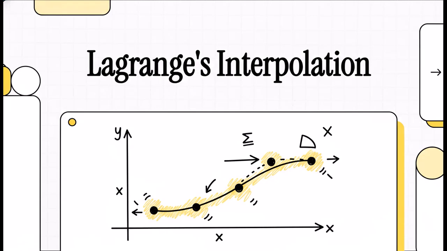Have you ever looked at just a few points on a graph and wondered, how do you draw the one single, perfect curve that goes through all of them? Well, today, we're diving into an absolutely beautiful mathematical tool designed to do just that, Lagrange's interpolation.